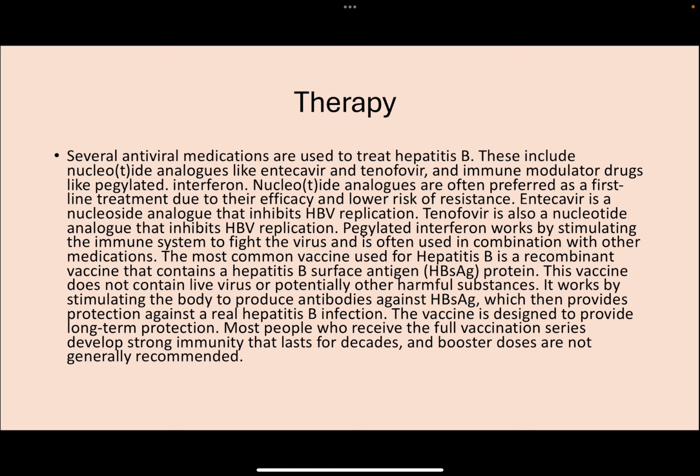It works by stimulating the body to produce antibodies against HBsAg, which then provides protection against a real hepatitis B infection. The vaccine is designed to provide long-term protection. Most people who receive the full vaccination series develop strong immunity that lasts for decades. A booster dose is not usually recommended.